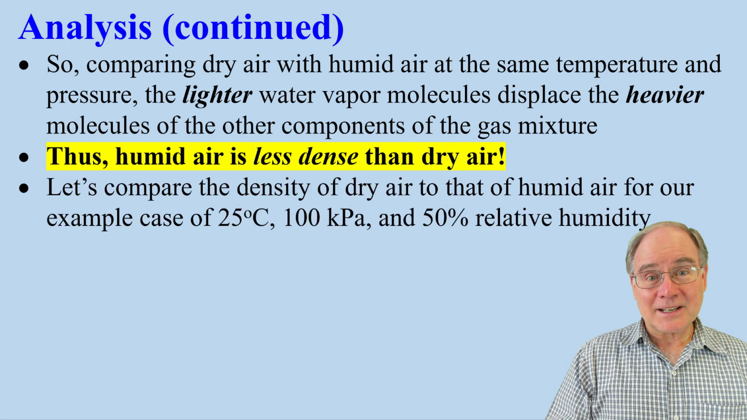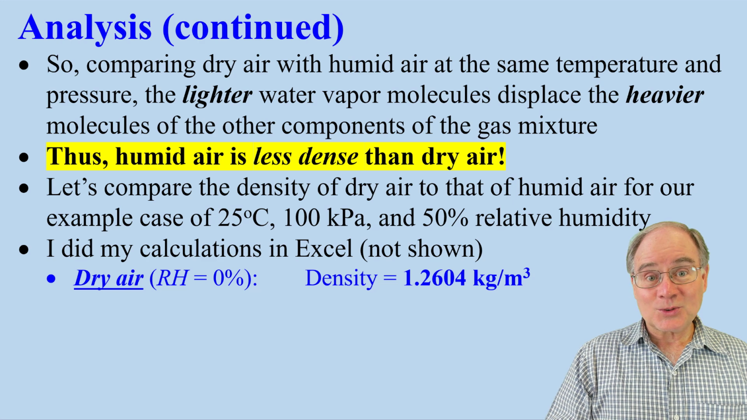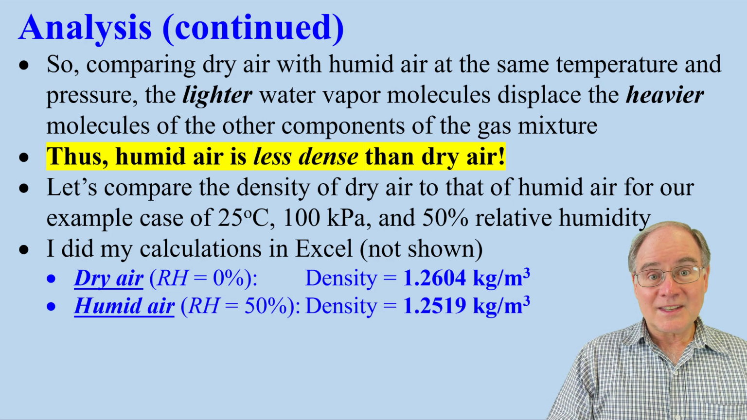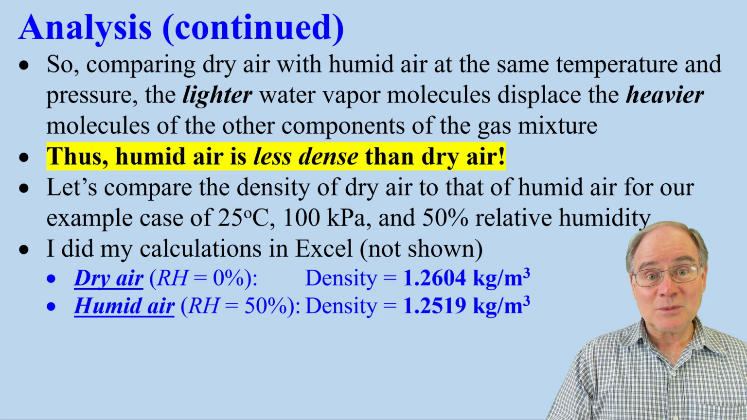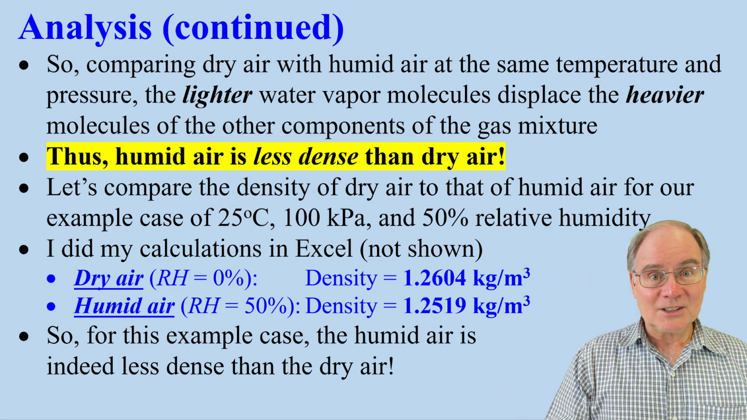I did some calculations with our example case. For dry air, I got the total density to be about 1.26 kilogram per meter cubed. But for the humid air, the density dropped to about 1.25 kilogram per meter cubed. So for this example, the humid air is indeed less dense than the dry air, though not by much.